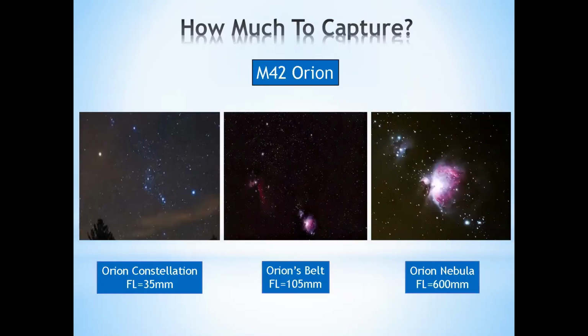Here's an example of Orion. If you take a focal length of 35 millimeters, you can capture the entire constellation. But if you only want to capture the belt, you have to go to 105 focal length. And if you only want to capture the nebula, you have to go to 600 millimeters focal length.